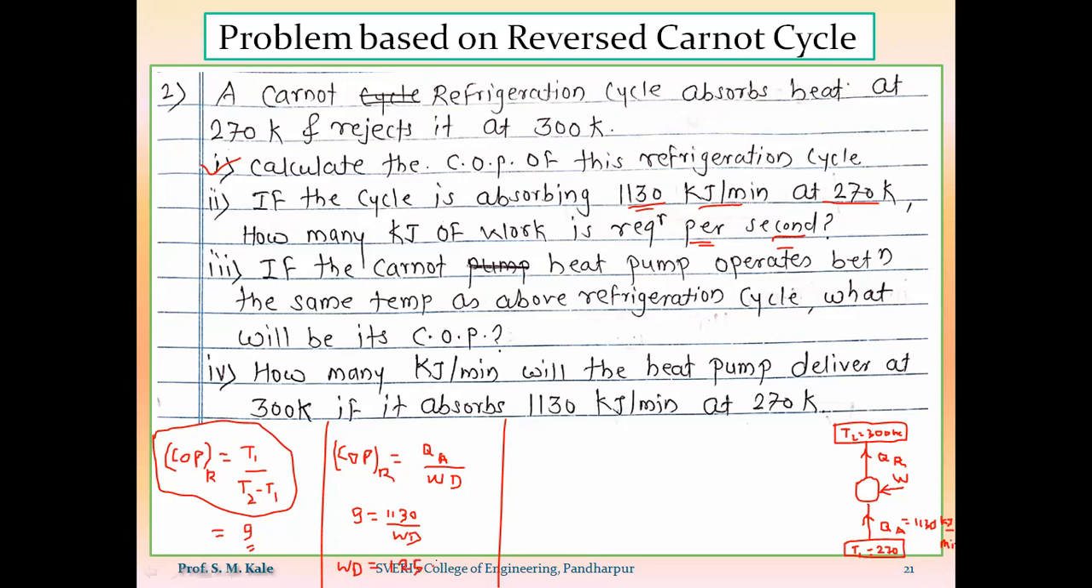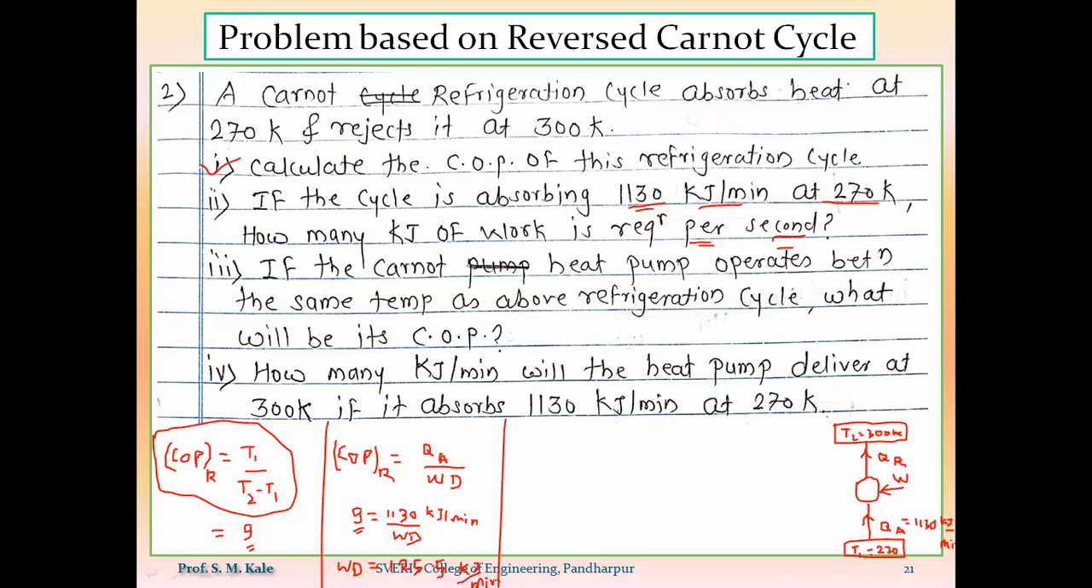125.5. But in what unit will this answer come? Whether COP will have any unit? No. COP will be a unitless quantity. That's why whatever unit QA has, the same unit will be applicable for the work done also. What is it? Kilojoule per minute. So 125.5 kilojoule per minute is the value of work done.